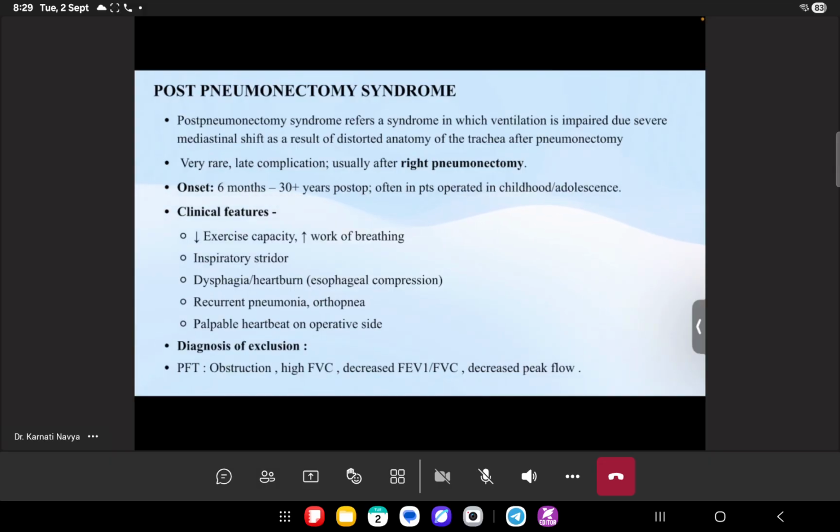Clinical features are decreased exercise capacity, increased work of breathing, inspiratory stridor, dysphagia which is caused by esophageal compression, recurrent pneumonia, orthopnea, and a palpable heartbeat on the operative side. It is a diagnosis of exclusion. The pulmonary function test is of obstructive type, with decreased forced vital capacity, decreased FEV1 to FVC ratio, and also decreased peak flow, which is typical of obstructive physiology.